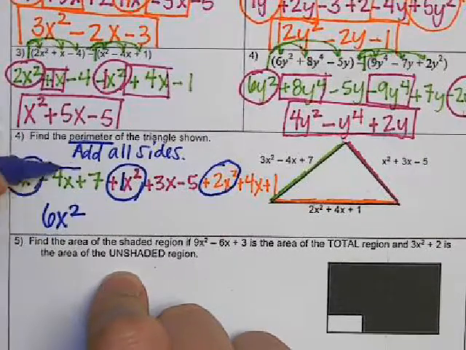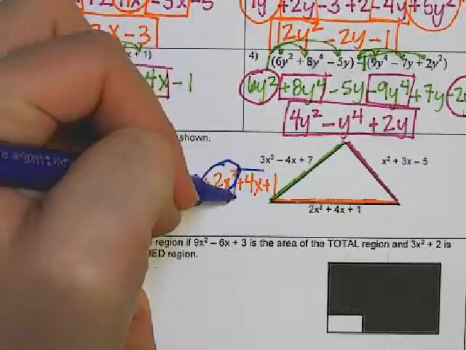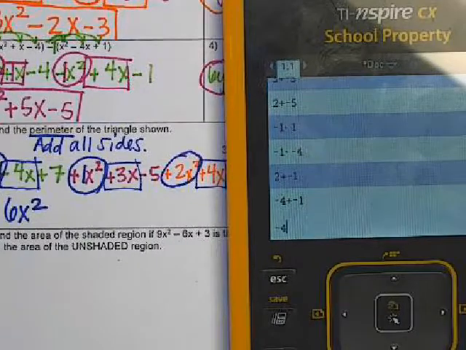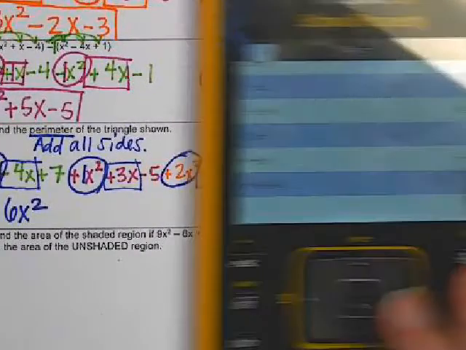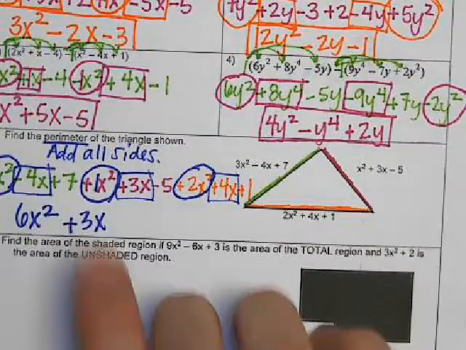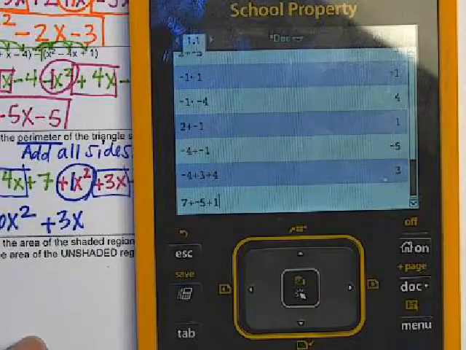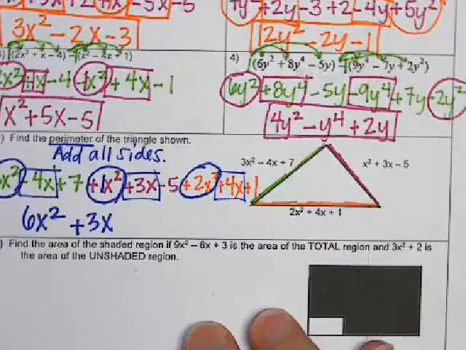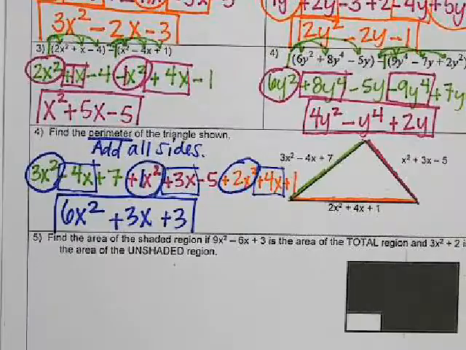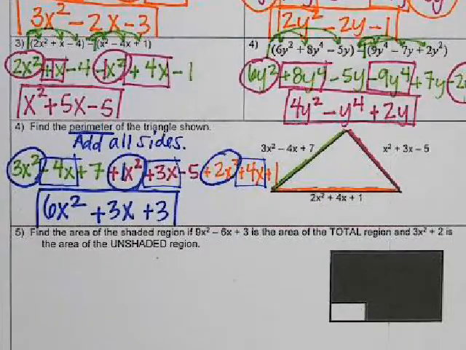Okay, then box your next term. Negative 4x. What's it like terms with? 3x and 4x. This has got negatives in it, so I'm going to go ahead and use my calculator. -4 plus 3 plus 4 gives me 3x. So plus 3x. Then I'm left with 7, -5, and 1. 7 plus -5 plus 1 gives me 3. Is that scary? No, it had a lot of numbers in it, but you still did the same steps.